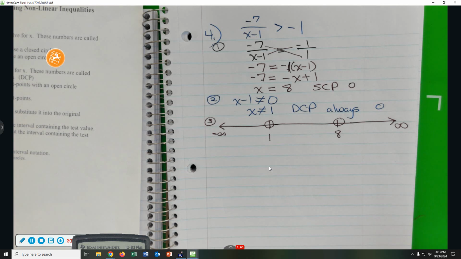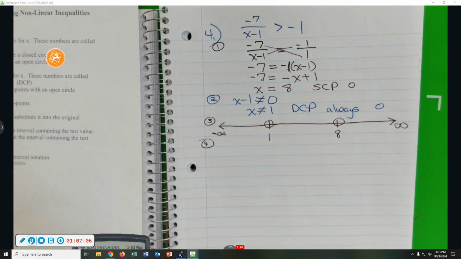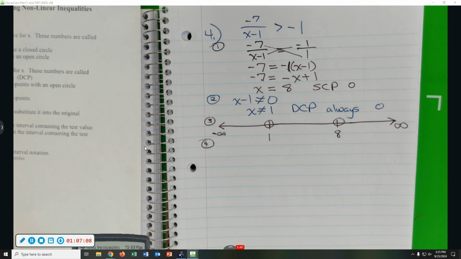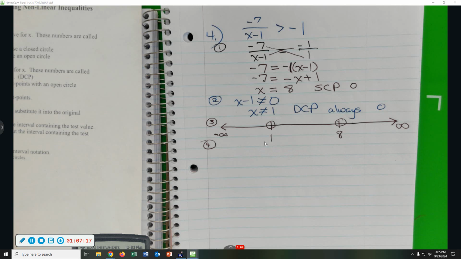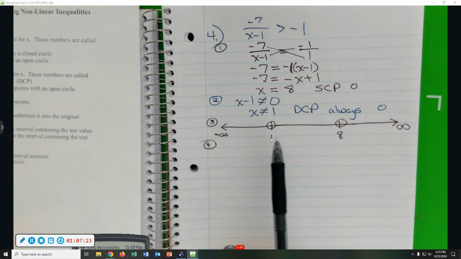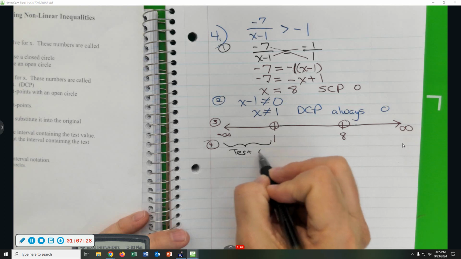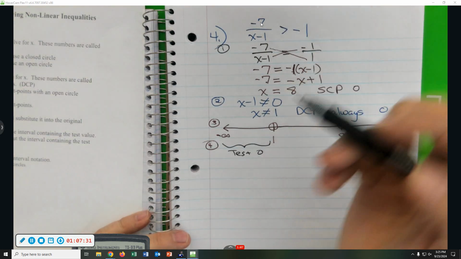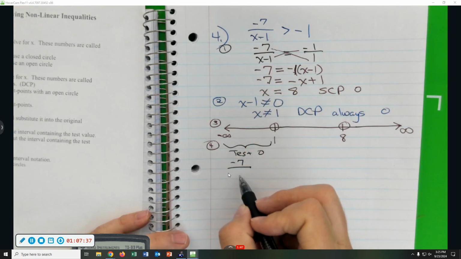But if they take the test at home, you're not going to be running out of time. You're going to take your time. Wait, where's 0? We're going to test 0. Which interval contains 0? Interval 1, 2, or 3? The one in the middle. 0 is always between a negative and a positive. It's not between two positives. It's not between two negatives. So we're testing 0. We get negative 7 over 0 minus 1. What's 0 minus 1?